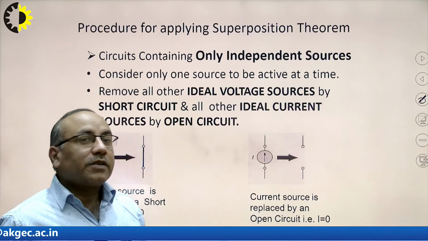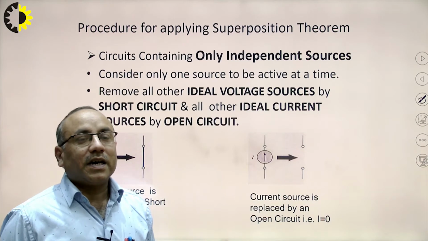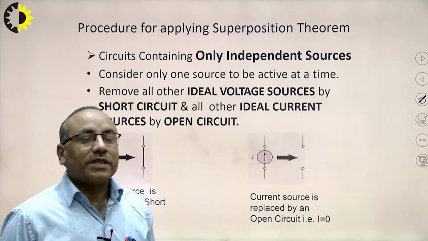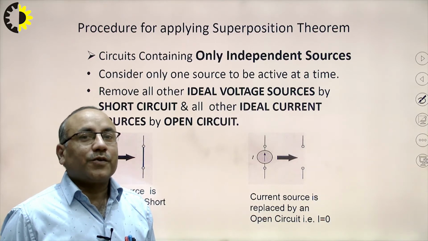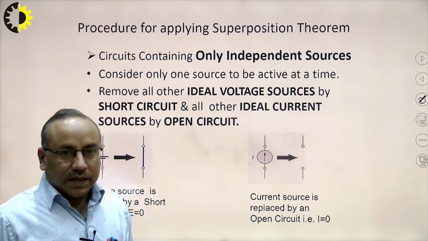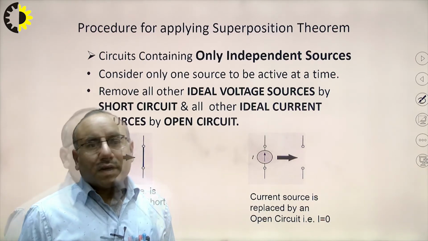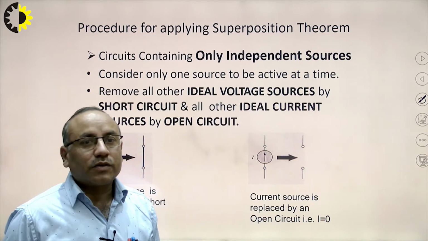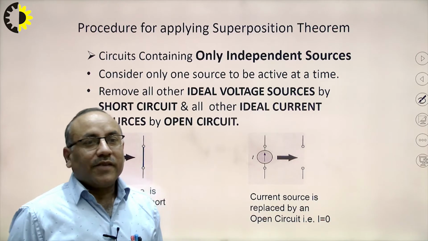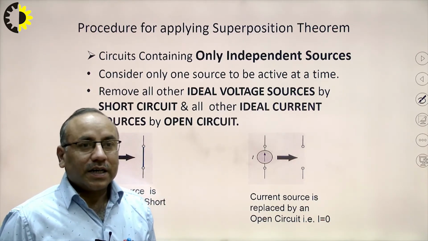A circuit may also contain dependent sources, but this time we are discussing circuits having only independent sources. What do we do when applying the superposition theorem in such a circuit? The steps are: number 1, consider only one source to be active at a time. That means, at a time we apply only one source of energy in the circuit.